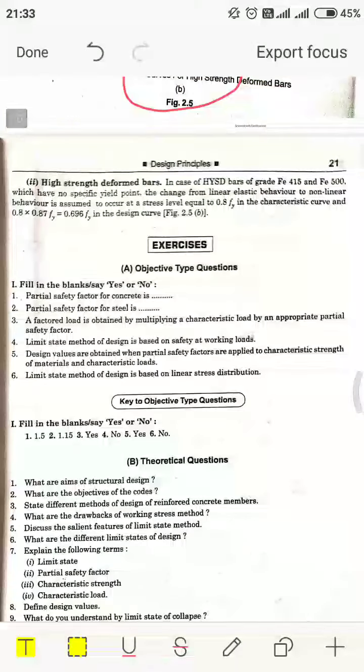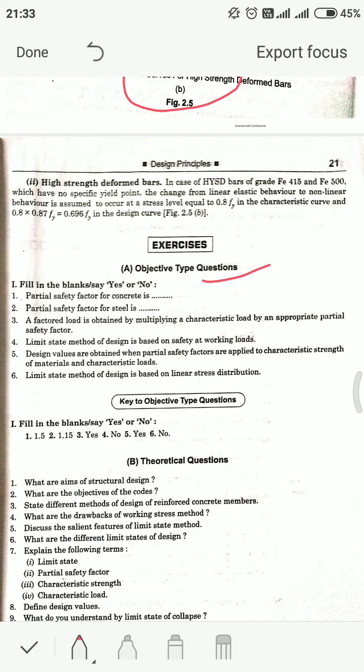And at the end, some fill in the blanks with their solutions, and some theoretical questions for practice. If you find any problem, you can ask me personally or comment in the comment section.